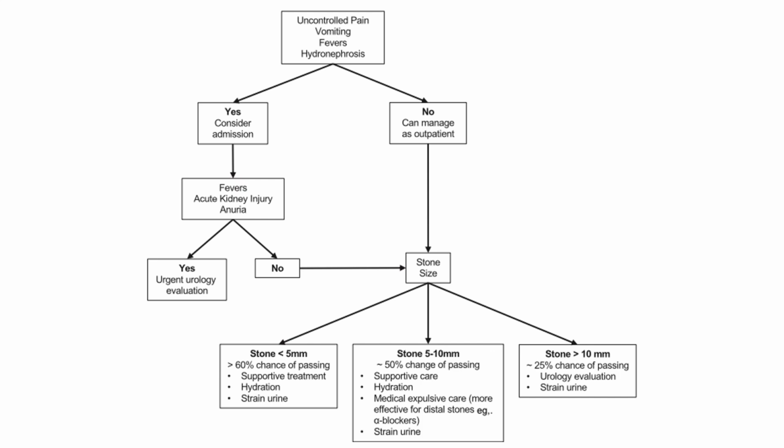So if it's a small stone, then there's a pretty good chance that the patient's going to pass it on their own. So you're just going to hydrate them, treat their pain, and have them strain their urine to try to collect the stone. If the stone is between 5 to 10 millimeters, they still have a 50-50 chance of passing that stone. And so you're going to start typically with supportive care, hydration, and you might put them on an alpha blocker, like tamsulosin, to help pass that stone.